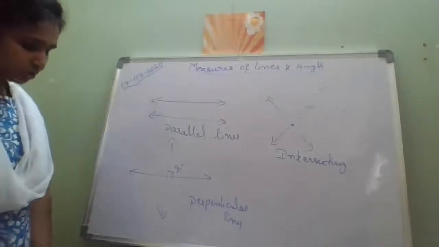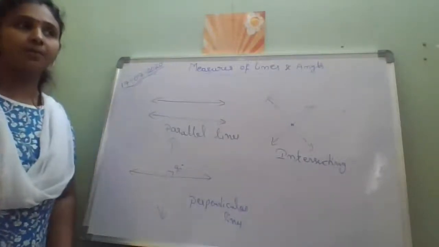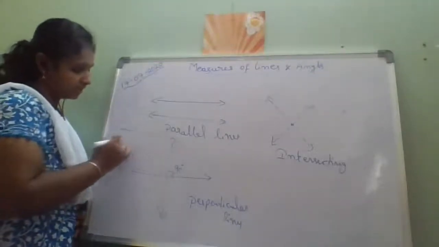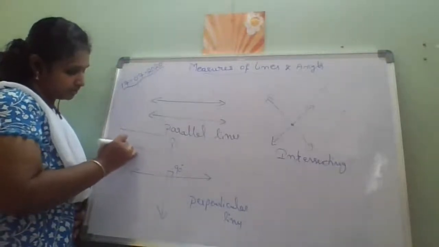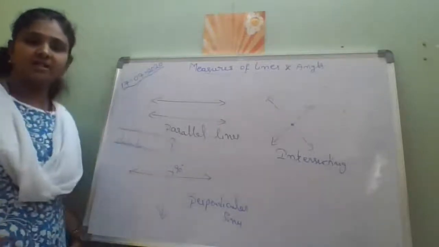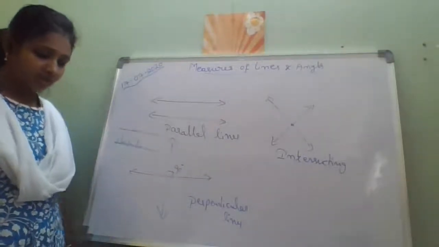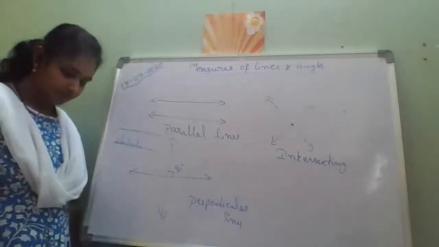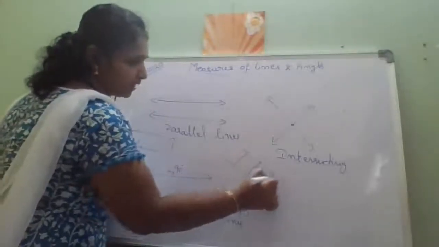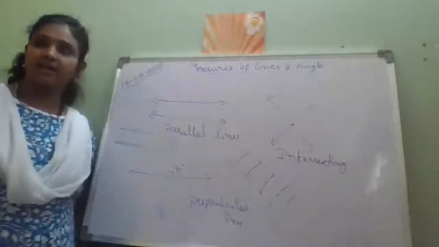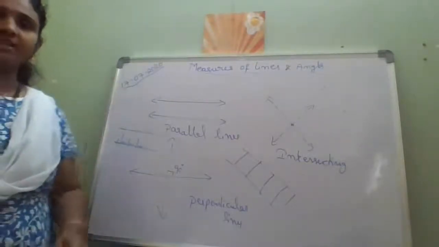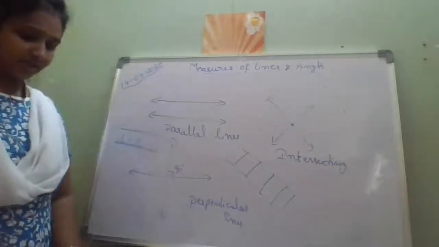Next, tell me some examples of parallel lines. Scale. We are using a scale. So these two lines are parallel lines. And a train, that lines also parallel. Ladder also. So these are examples of parallel lines.